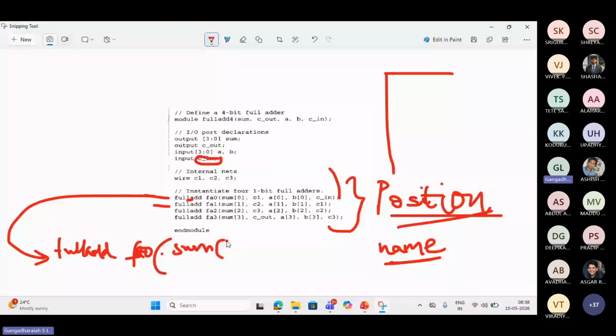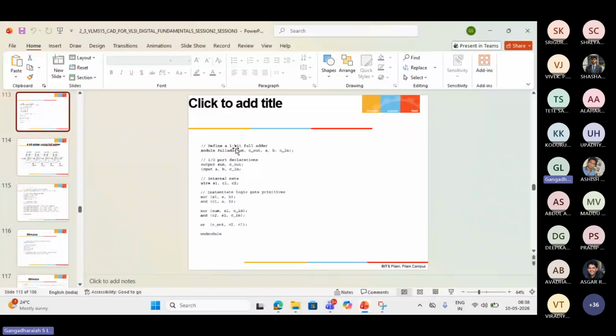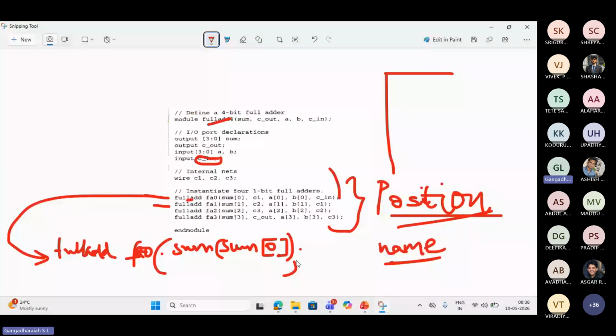This sum is connected to, please understand, sum 0 of this full add 4, comma, dot C out. I think what was the name given here? Let's say C out, A, B, C in. Okay, dot C out of full adder is connected to C1. That's the meaning. C1. This is the syntax, comma, dot A of full add is connected to A0 of full add 4.